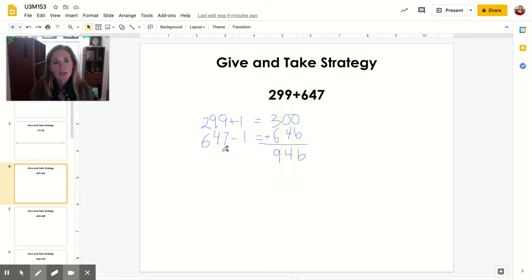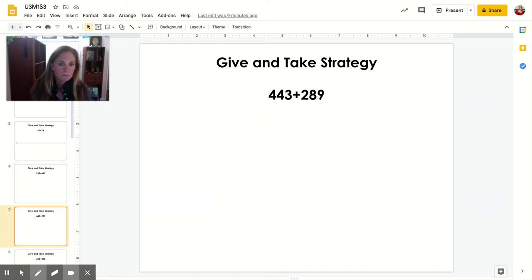And again, the big idea here is that you can take a little bit from one and give the same amount to another. You end up with the same problem, the same sum, but it's a lot easier to add 300 to 646 than it is to add 299 to 647. So let's do a couple more. 443 plus 289. Well, let's think about that one. I think what I'm going to do is take 11 away from the 443 and give it to the 289.